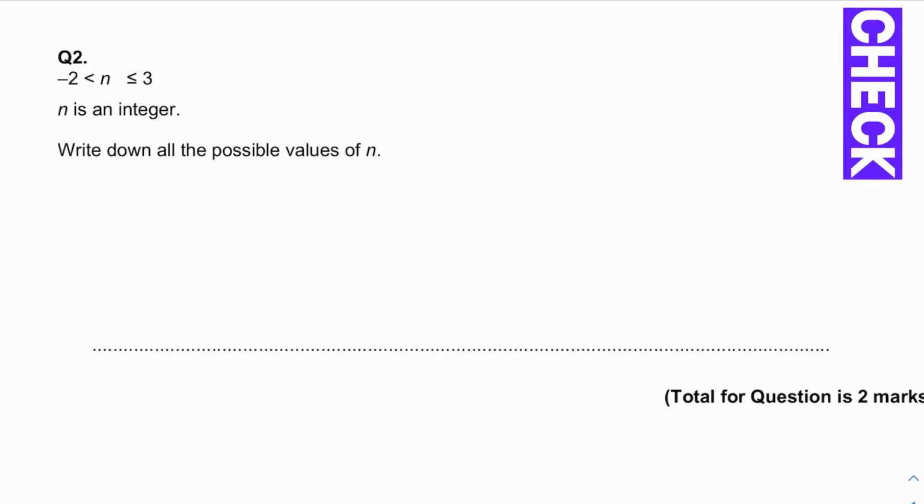Right, this question is very similar to the one we've previously done. This time it tells you that n is greater than -2 but less than or equal to 3, where n has to be an integer. So we must have -1, 0, 1, 2 and 3. They are all our possible values of n. We include the 3 because it's got the equals to, and we cannot include the -2 because it doesn't.